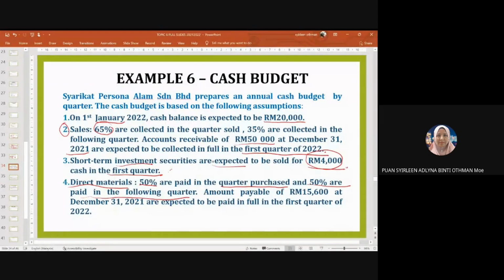Alright, so amounts payable of 15,600 at December 31st, 2021 are expected to be paid in full. Ini ialah baki tahun lepas yang akan dibayar sepenuhnya pada kuartal pertama 2022. Alright. Okay, ini dia bagi kamu maklumat tentang balance, tentang sales collection, tentang sales, purchase payments and also investment.